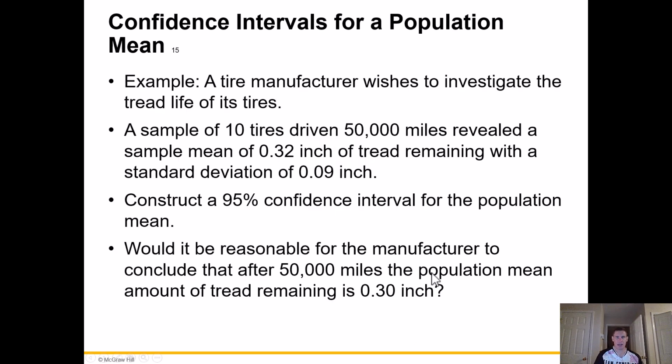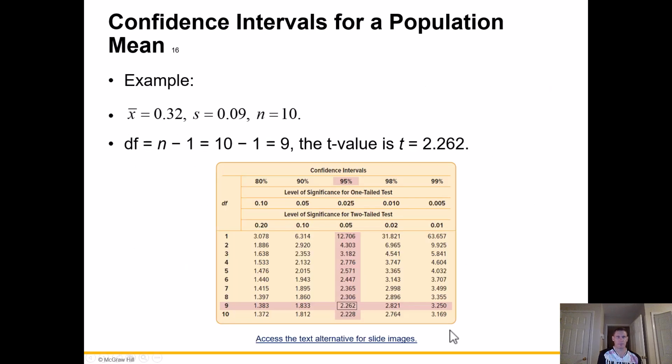As an example, a tire manufacturer wishes to investigate the tread life of its tires. A sample of 10 tires driven 50,000 miles revealed a sample mean of 0.32 inches of tread remaining with a standard deviation of 0.09 inches. We construct a 95% confidence interval for the population mean. Would it be reasonable for the manufacturer to conclude that after 50,000 miles, the population mean amount of tread remaining is 0.3 of an inch?